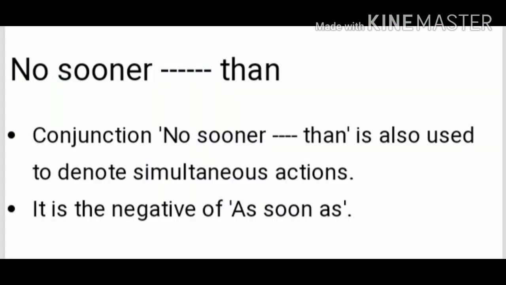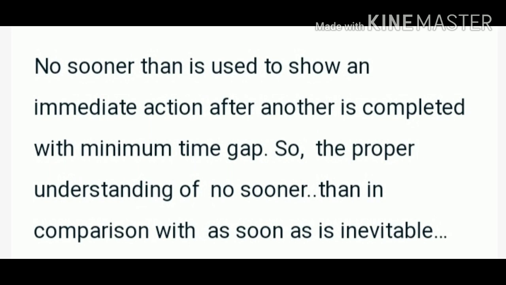structures. No sooner than is a conjunction that is used to denote simultaneous actions, and it is the negative of as soon as. No sooner than is used to show an immediate action after another is completed with minimum time gap. So, the proper understanding of no sooner than in comparison with as soon as is inevitable. Inevitable means sure to happen.